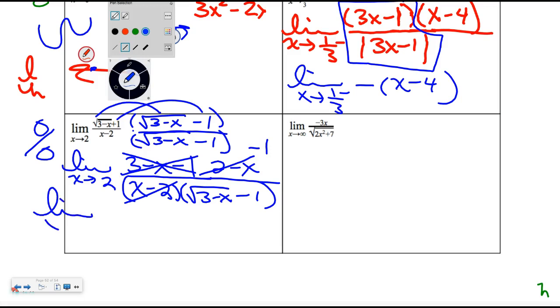But those cancel to leave a negative 1. So I've got the limit as x approaches 2 of a negative 1 over, right, root 3 minus x minus 1. Again, my limit's not dropped at all because I didn't replug, Andrew, but I'll do it right now. So when I put in a 2 here, I get 0 over the bottom.